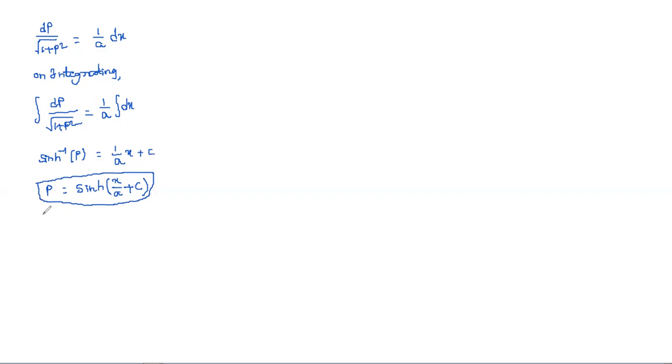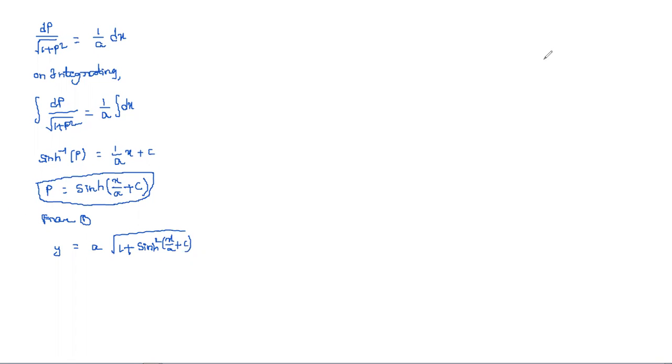Okay. Then from equation 1, simply what we can write is y is equal to a into square root of 1 plus p square. So p square is nothing but simply sinh square of (x by a plus c). So this is the one.